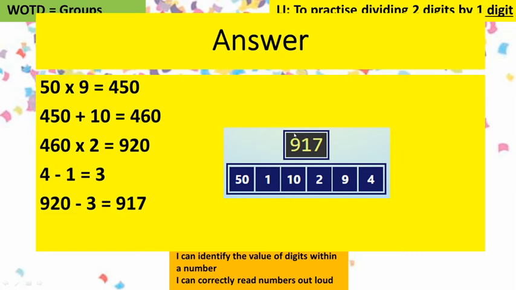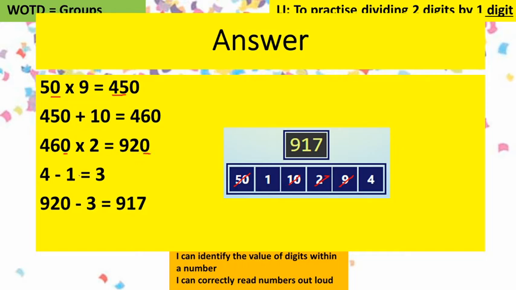Okay, so I've just got a number here, the target number and the 6 numbers. So I'll do what I did previously and check them off when I use them. So I've got 50 times 9, so we'll just cross those out as I've used them. So 5 times 9 is 45, and if I times that by 10, it's going to be 450. 450 add 10 is 460. 460 times 2 is 920, because 46 times 2 is 92, times 10 is 920.